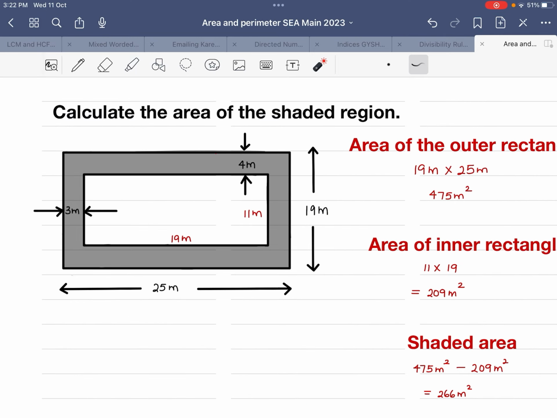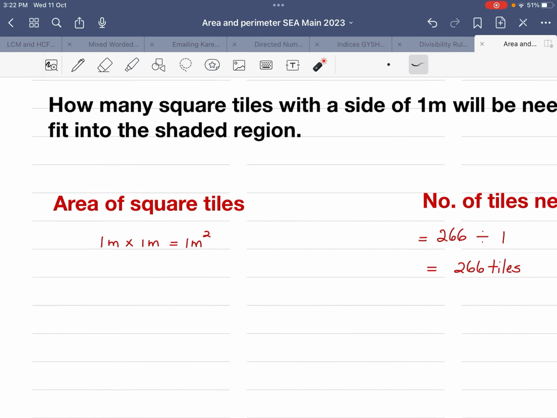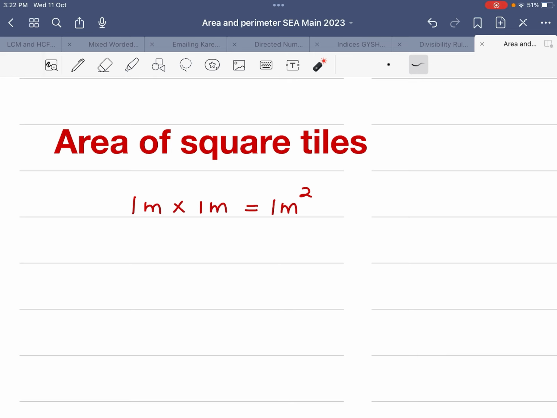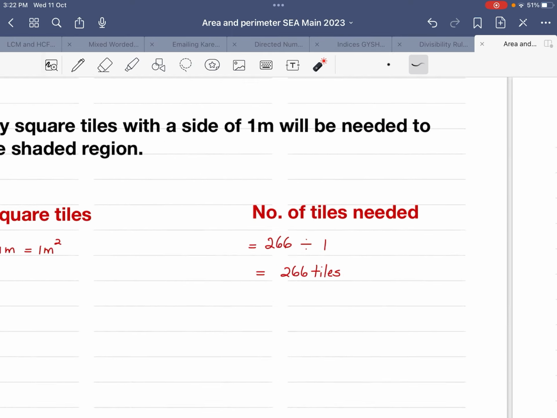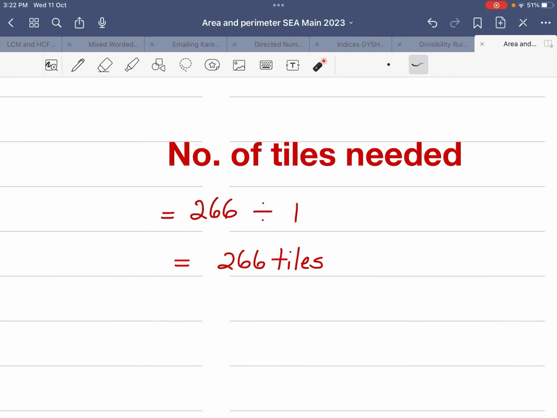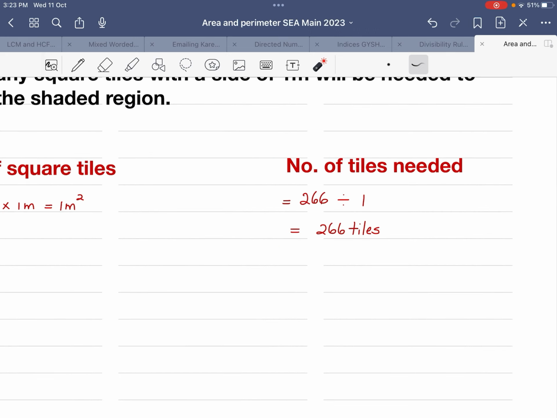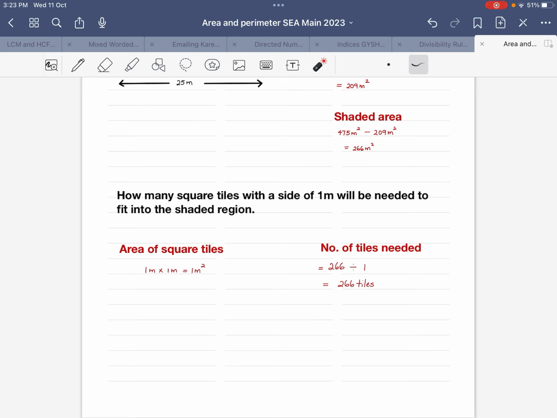Okay, so let's see. What is the area of a square tile? The tile is 1 meter by 1 meter. 1 times 1 is 1, so that's 1 meter squared. And the area that we need to tile is 266 meters squared. So we divide the total area by the area of one tile to get how many tiles. So let's add that in for clarity.